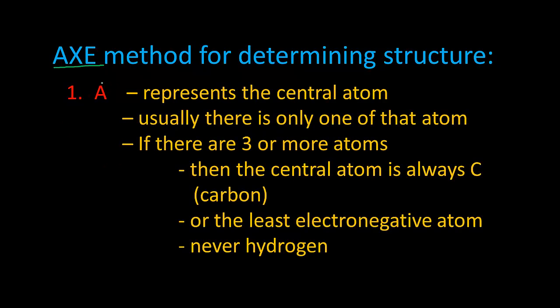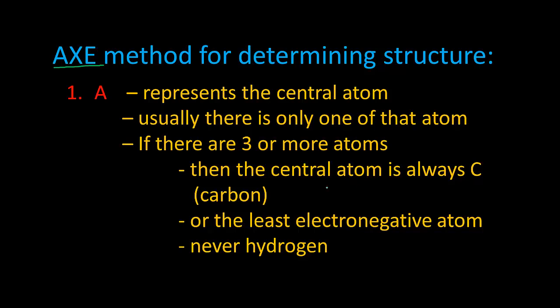Now we have a method, and it's called the AXE method, the AXE, for determining structure. It's a really easy method once you get the hang of it. The first one, the letter A, represents the central atom. Usually, there's only one of that atom. If there are three or more atoms in a compound, then the central atom is always carbon, if carbon is in this compound, or it is the least electronegative atom.